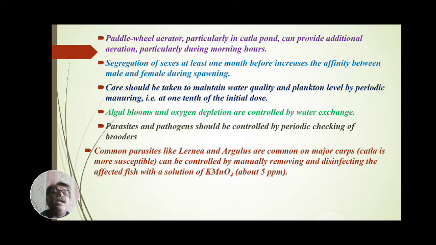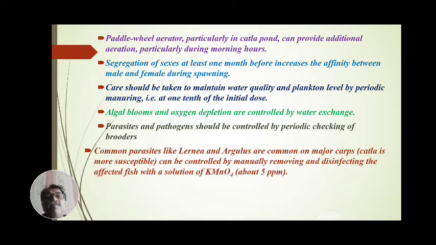Segregation of sexes at least 1 month before spawning increases the affinity between male and female during spawning. It is again interesting. Both male and female fish are to be segregated at least 1 month before the spawning, before breeding.